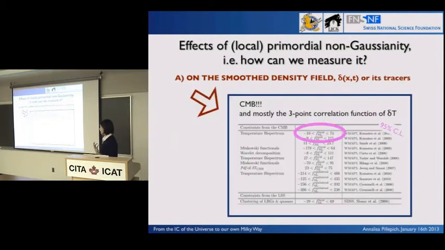Just to say, the CMB has been the traditional probe so far for primordial non-Gaussianity, and Planck is expected to deliver very good constraints within a few months. At the moment, at 2 sigma, our universe is still compatible with Gaussian initial conditions, with values of this f_NL between minus 10 and 74. And please keep in mind this order of magnitude.